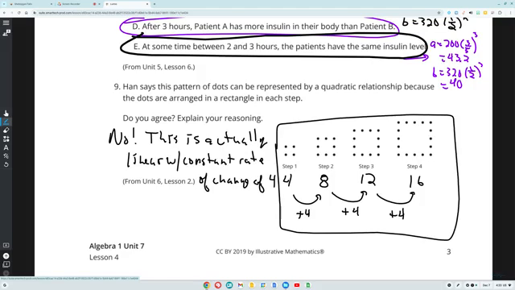And that's the last question for this homework assignment. That was our 4th lesson on the unit on solving quadratic equations.